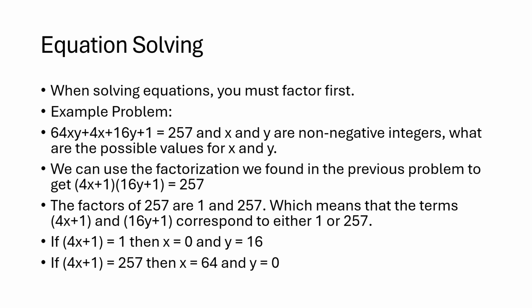Looking at the other case, if 4x plus 1 equals 257, then x must be 64, because 4 times 64 plus 1 equals 257. Also, this must mean y equals 0, because 16 times 0 plus 1 equals 1.